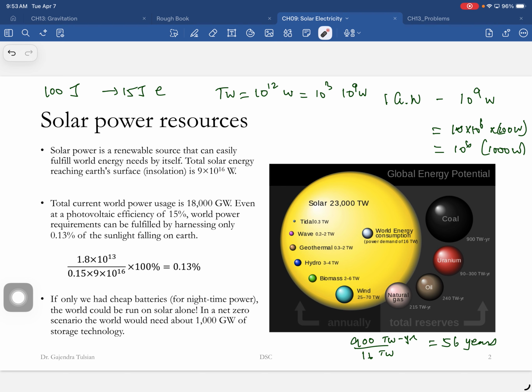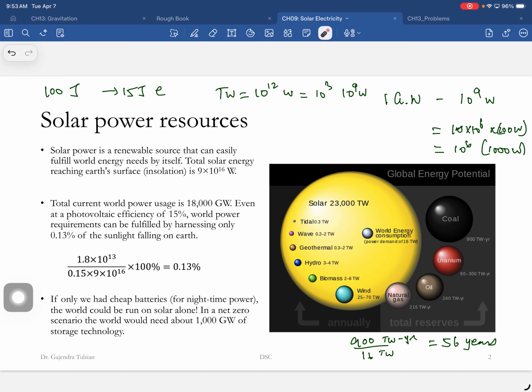So by the way, in a net zero scenario, the world would need about 1,000 gigawatts of solar storage technology. What does that mean? A gigawatt is a Hoover Dam. So 1,000 Hoover Dams worth of batteries. You know, to be able to store that for several hours.